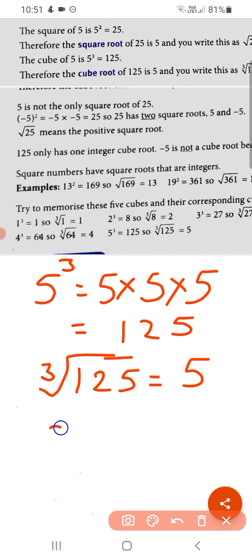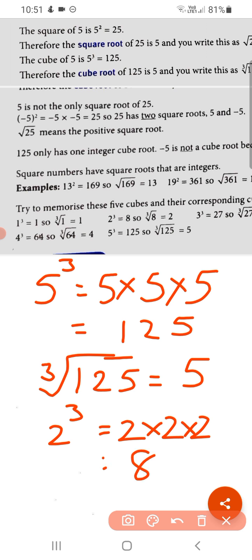2 cubed is equal to 2 into 2 into 2, which is equal to 8. Then what is the cube root of 8? The cube root of 8 is 2. So if you know the cube of a number, cube means you should multiply that number three times. If you know the cube of a number, we can find its cube root also. This is how the cube of a number and its cube root are related.